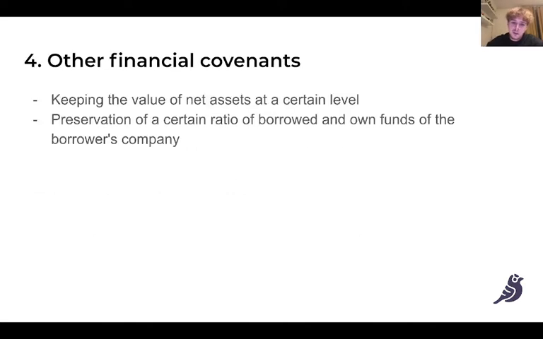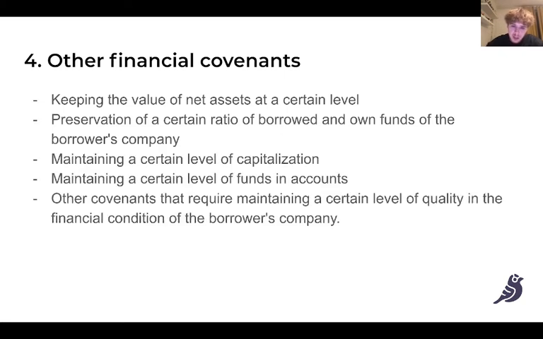Other examples of financial covenants include keeping the value of net assets at a certain level, preservation of a certain ratio of borrowed and owned funds of the borrower's company, maintaining a certain level of capitalization, maintaining a certain level of funds and accounts, as well as other covenants that require maintaining a certain level of quality in the financial condition of the borrower's company.